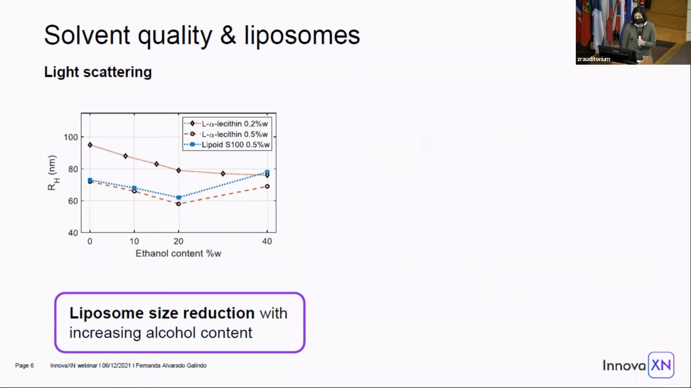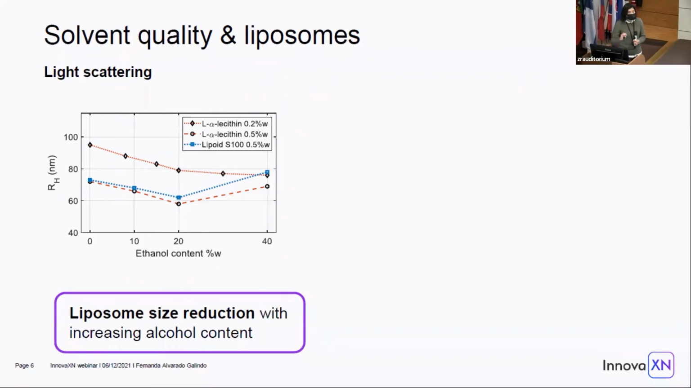If we move to the second question, what are the interactions of the solvent with the liposomes? We can see this if we study different types of phospholipids in an alcoholic solution with different ethanol content. With light scattering, we can see immediately that there is liposome size reduction. We know from static and dynamic light scattering that we still have spherical vesicles, liposomes.